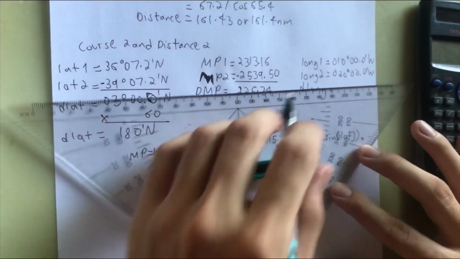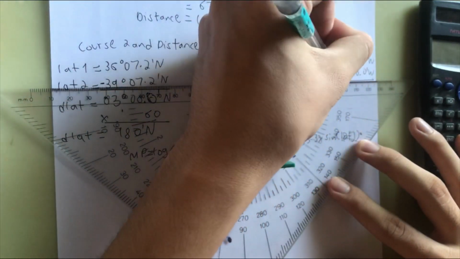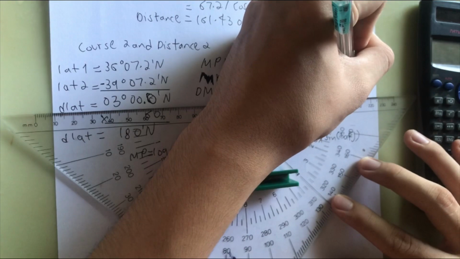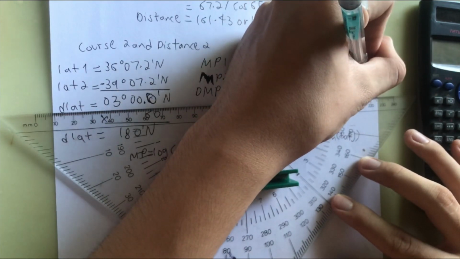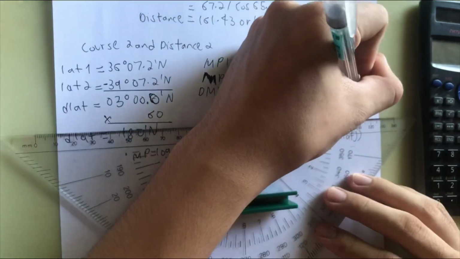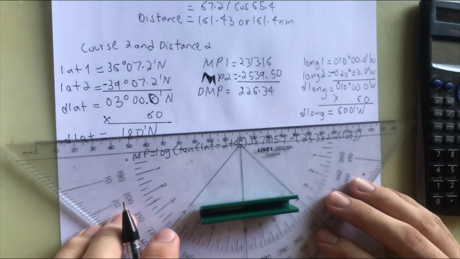And now we will solve for the D long, and we will put the long 1 which is 10 degrees west and the long 2 is 20 degrees west, and we will use the minus because they are both west. The D long is 10 degrees west and we will times it by 60. So our D long is 600 minutes west.